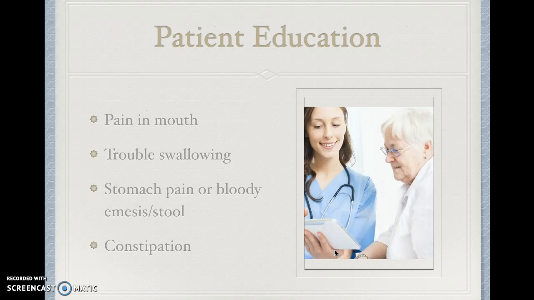To sum up the information for your older patient, the nurse should educate the patient on these 4 things: pain in the mouth, trouble swallowing, stomach pain or bloody emesis or stool, and constipation. If the older adult has any of these problems, he or she should see a physician.